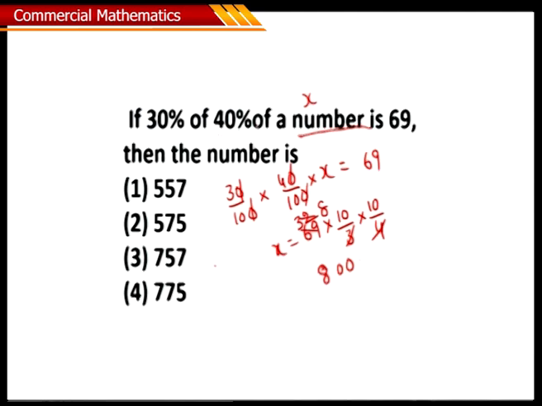30% of 40% of x is 69. After simplification, we can observe 3 by 10 into 4 by 10 into x is 69. So x is equal to 69 into 10 by 3 into 10 by 4. 3 here goes 23 times and 4 goes 8 times. So 8 into 10 into 10, 800 is the required number. So this is the way in which we can solve such types of problems. Now let us go for one more problem.